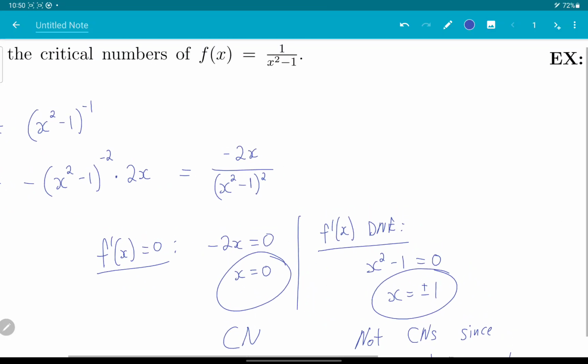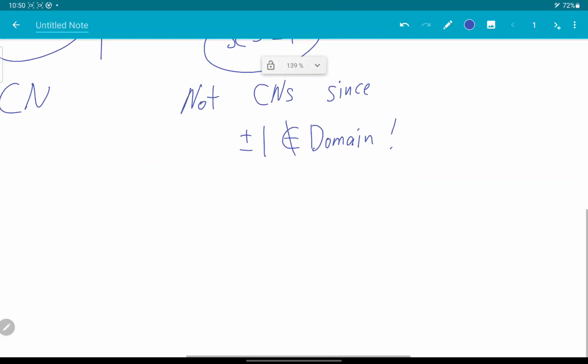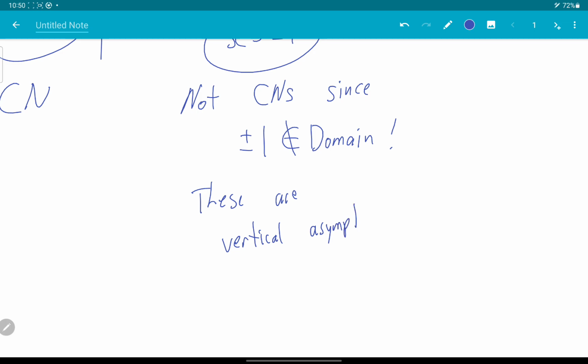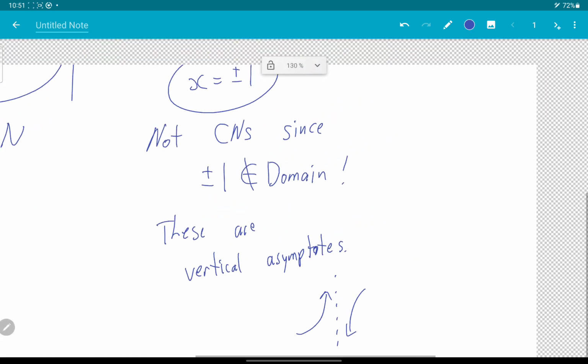So what is plus or minus 1? Okay, they're not critical numbers. These are vertical asymptotes. Okay, these are points at which my function goes like this, or maybe like this, you know. But these are not critical numbers. Okay, watch out.